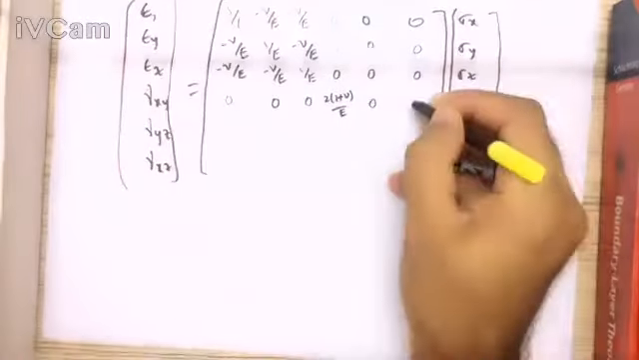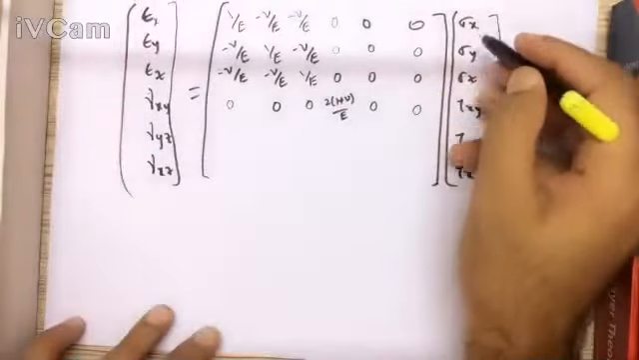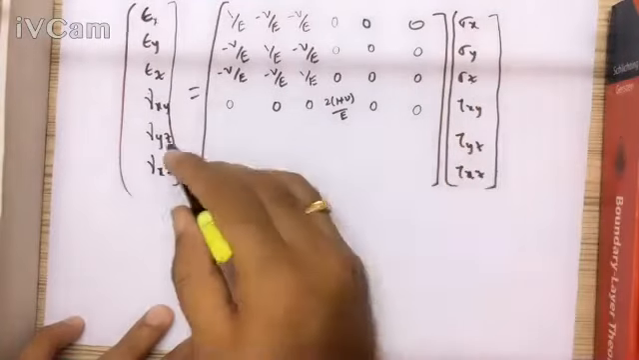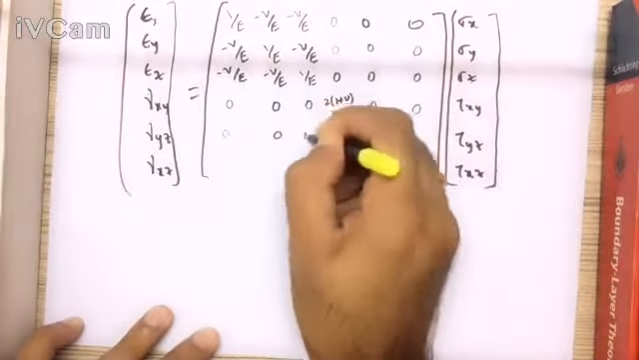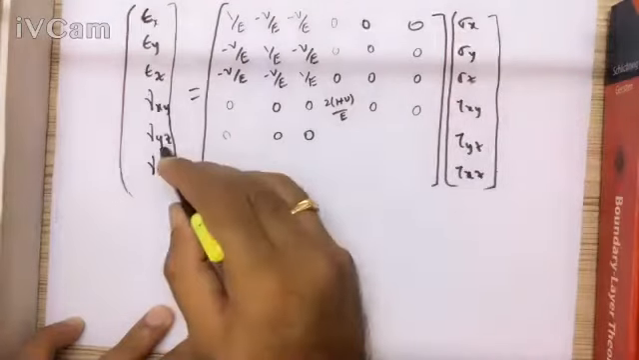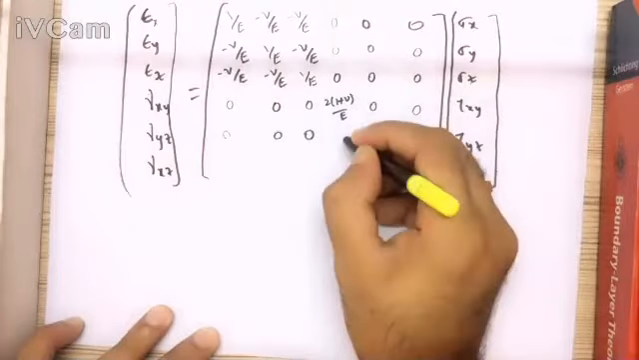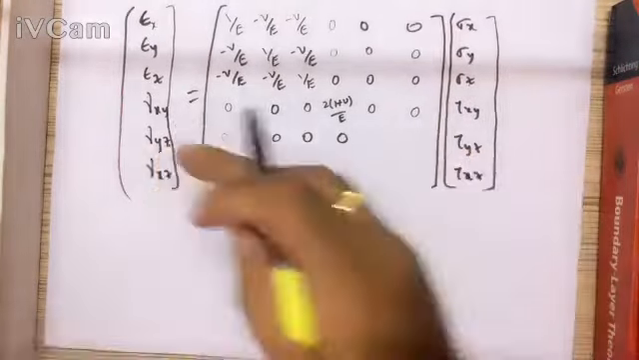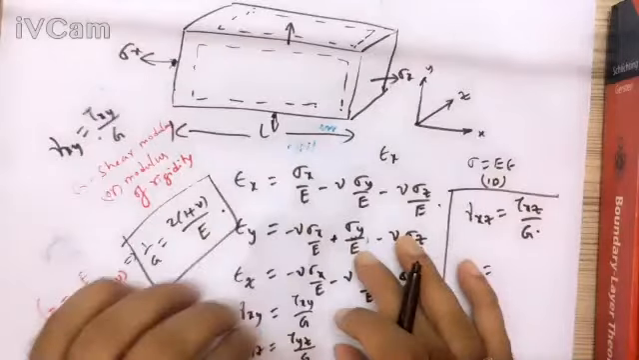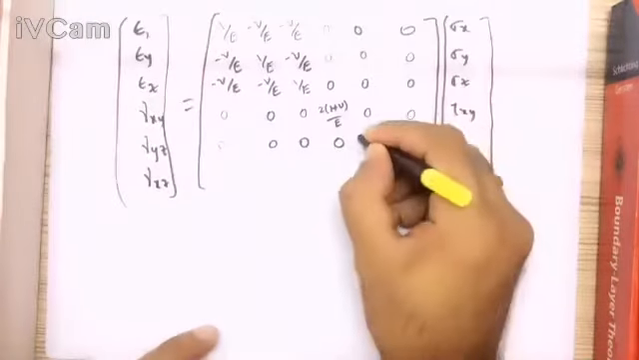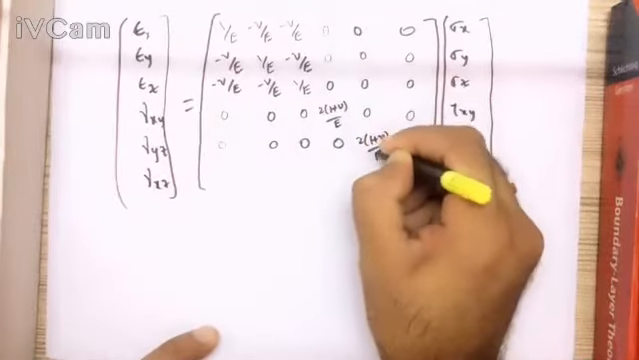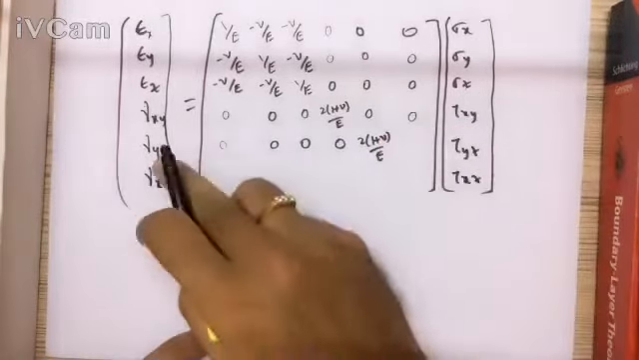So 0, 0. Similarly, there are no sigma x, sigma y, sigma z terms in gamma yz, so 0, 0, 0. There is no tau xy term in gamma yz. What about the coefficient of tau yz in gamma yz? It is 1 by G, which is 2 into 1 plus nu by E. There is no tau xz term in gamma yz.